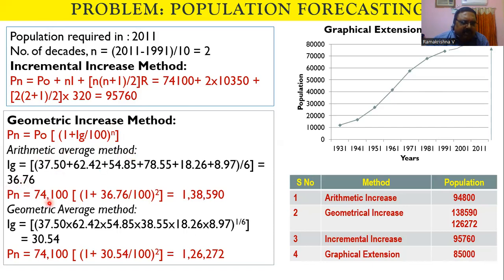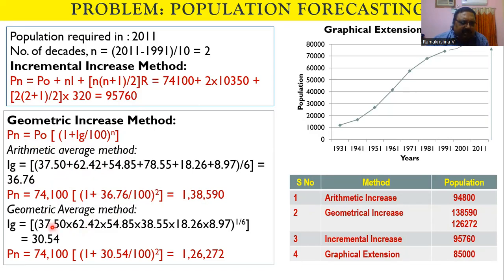So now substitute in the formula. Pn is equal to P0 into (1 plus Ig by 100) whole to the power of n. That is 74,100 into (1 plus 36.76 by 100) whole to the power of n. n is equal to 2 here. So it is 1,38,590.